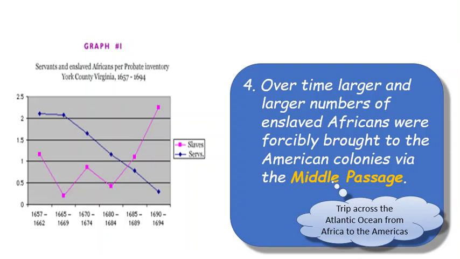Slave labor, where you own the person. You could sell the person, you could transfer them on, in wills and legal documents to other members of the family. That began to outnumber indentured servants who had much more legal rights.